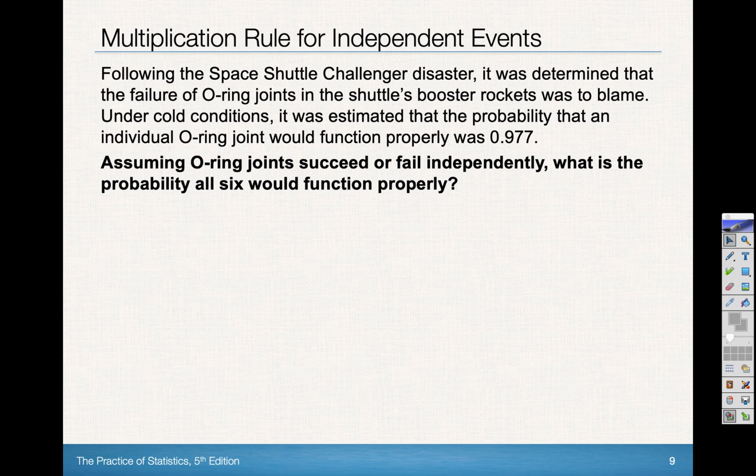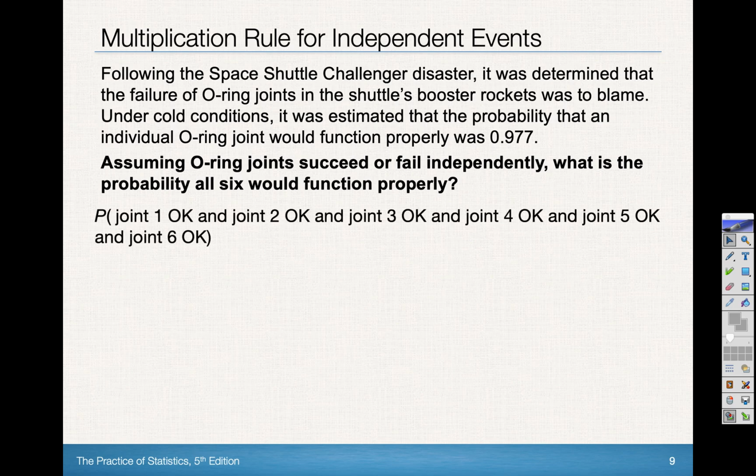The issue with this is that each O-ring succeeded or failed independently, which means if one of them failed, the whole thing exploded. So what is the probability that all 6 of these work properly? Well, that would mean that you would need the probability that joint 1 was good, the probability that joint 2 was good, the probability that joint 3 and 4 and 5 and 6 are all good. So you need a success, a success, a success, a success, a success, and a success.